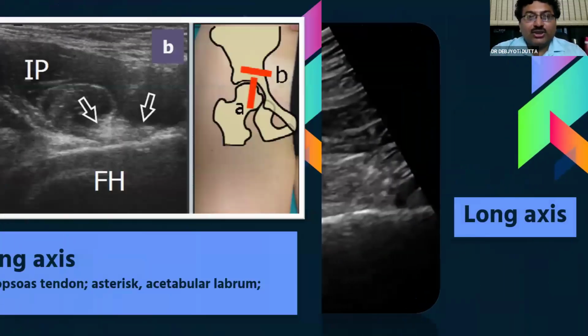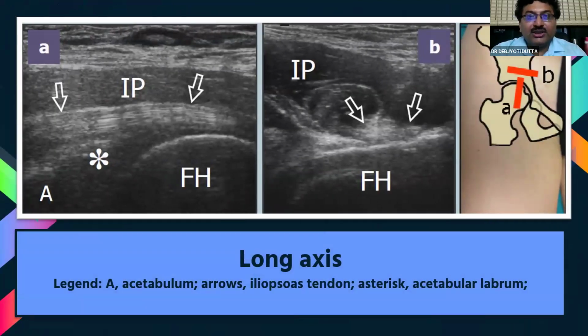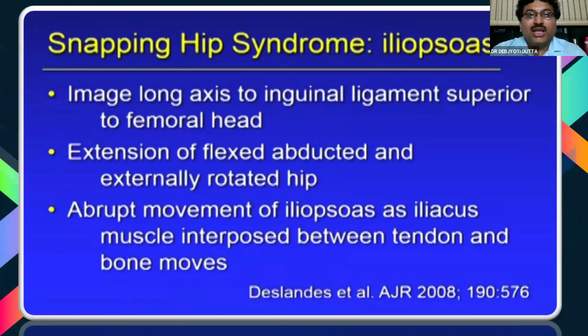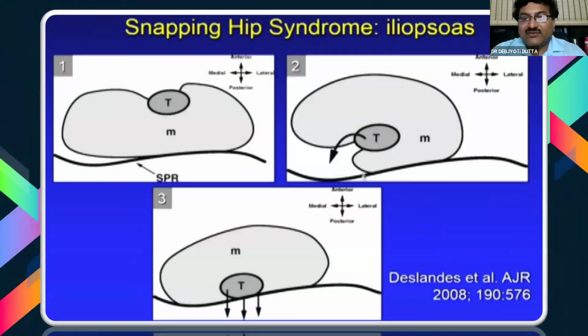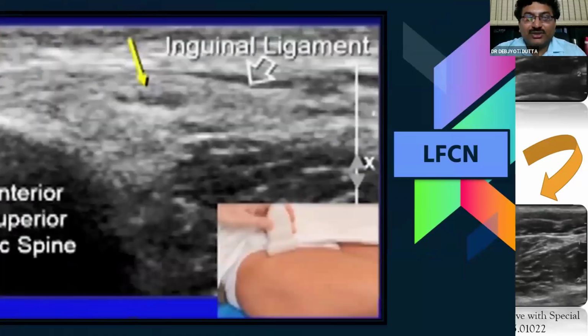The same structure in the long axis. This part we will be showing you on the volunteer. Snapping hip syndrome, iliopsoas, I have covered this portion. And the lateral femoral cutaneous nerve, again I'll be showing it. In most cases, it remains between these 2 muscles, the tensor fasciae latae and the sartorius. So this is the area where we will be searching for the lateral femoral cutaneous nerve. Okay.